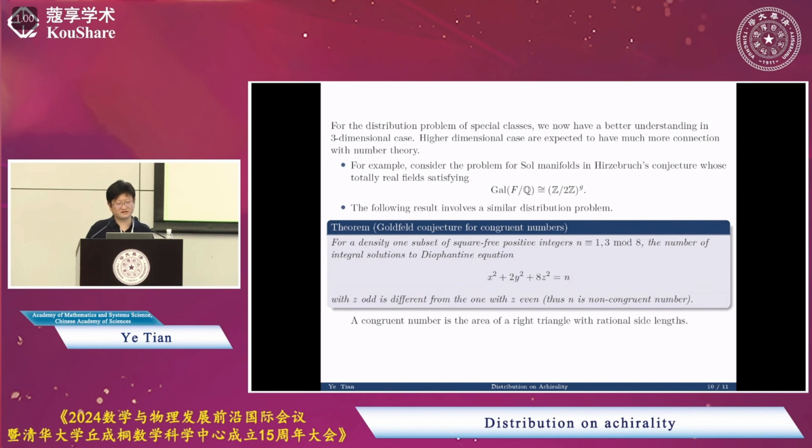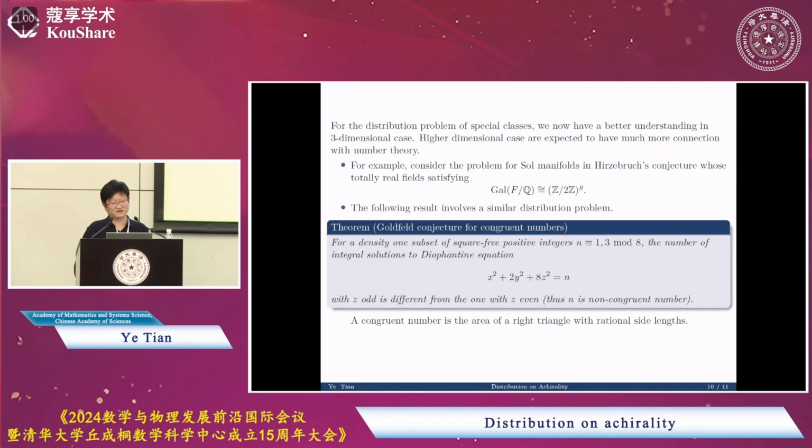And you look at this Diophantine equation, x squared plus 2y squared plus 8z squared equals n. So think about its integral solutions. Now, the number of solutions with z odd is different from the number of solutions with z even. So this kind of n has density 1 among all positive integers n congruent to 1, 3 mod 8.